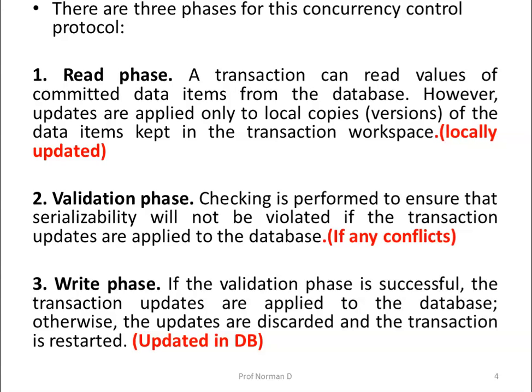So basically, this concurrency control protocol is divided into three phases: the read phase, the validation phase, and the write phase. In the read phase, the update is done locally. In the validation phase, it checks if there are any conflicts, and finally the updates are written in the database.